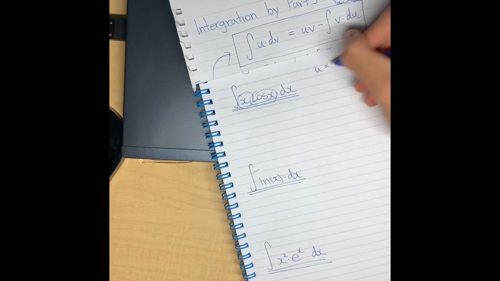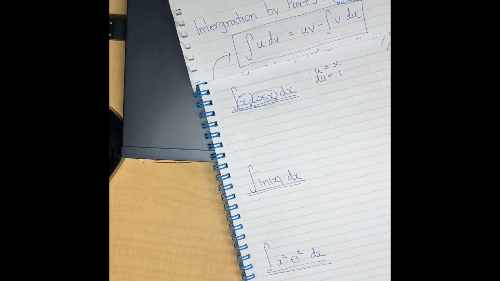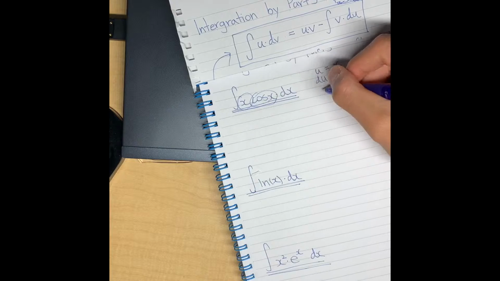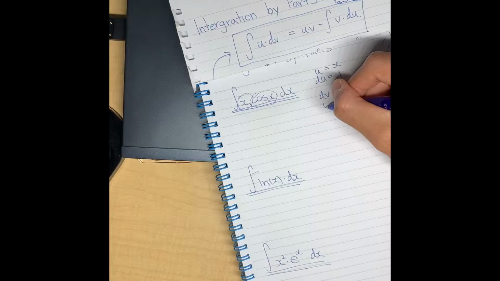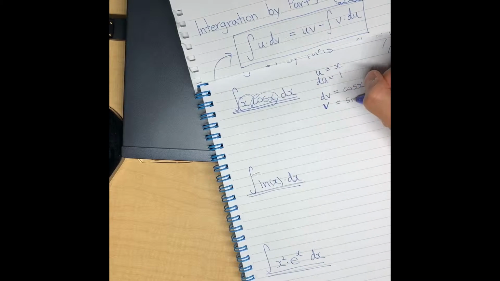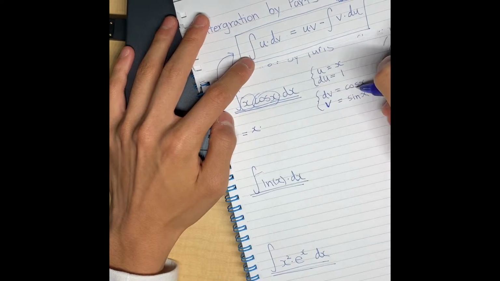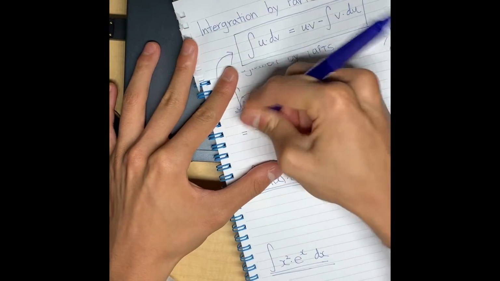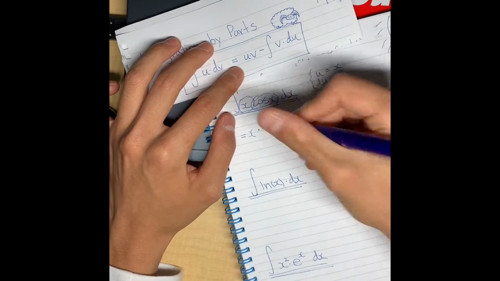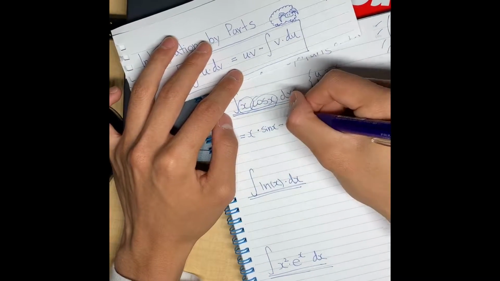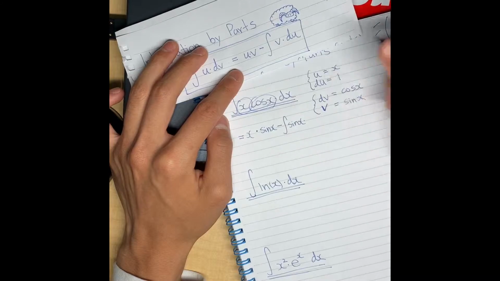By looking at the formula, we know that x and cosine x equal u and dv by their position. And since u equals x, we know that du equals 1. And since dv equals cosine x, the integral of dv, which is v, equals sine x. So all we have to do right now is plug in all the u, du, v, and dv according to the formula. So the integral of x cosine x dx according to the formula is x times sine x minus the integral of v du, which is sine x times 1.